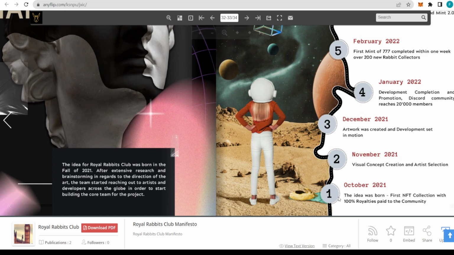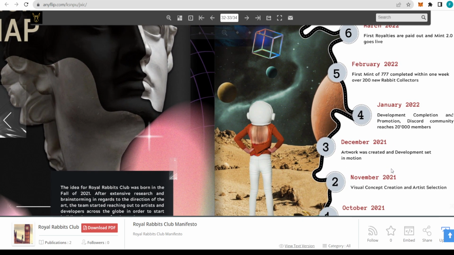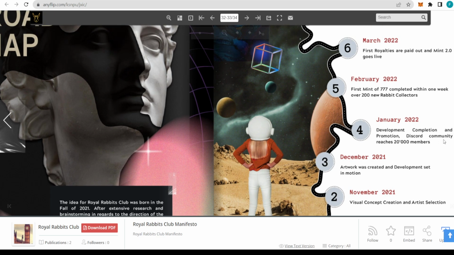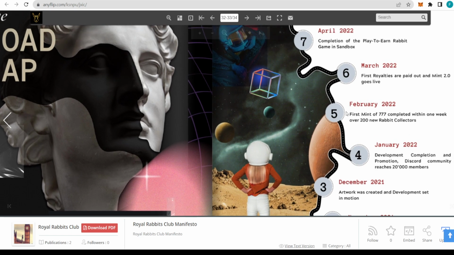Looking at the beginning of the roadmap with October, the idea was born: first NFT collection with 100% royalties paid back to the community. Then November with the visual concept creation and artist selection. In December, the artwork was created and development was set in motion. January, development, compilation and promotion, with the Discord community reaching 20,000 members. And the first mint of 777 completed within 1 week, with over 200 new rabbit collectors.